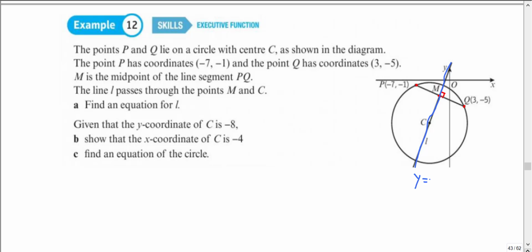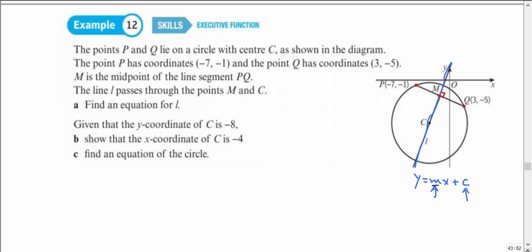So we can say the equation of this line is y equal mx plus c. As I said before, you need the gradient and you need a point to get c. You need a point on the line. You can get M, the midpoint, so there will be no problem here. But for the gradient, you need 2 points on the line. You don't have C, you don't have the center. If you have the center, you can get the gradient directly using this point and that one. But you don't have the center.